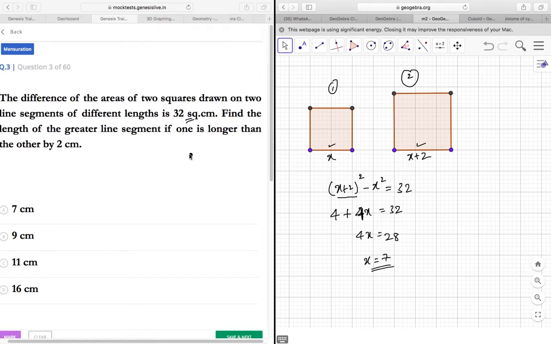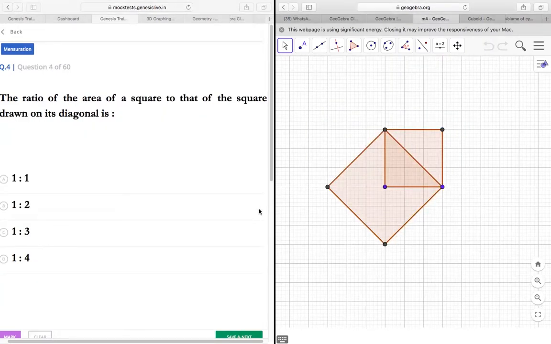But in the question, what they have asked is to find the length of the greater line segment. So the greater line segment is x + 2, and x + 2 is 9. Your answer is 9, option B. Great. Alright.